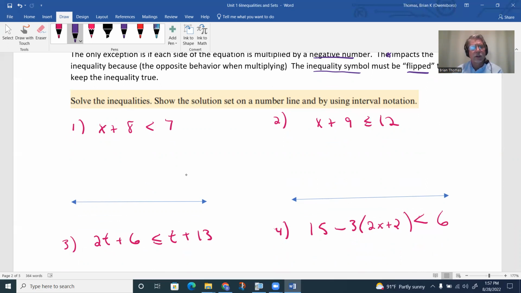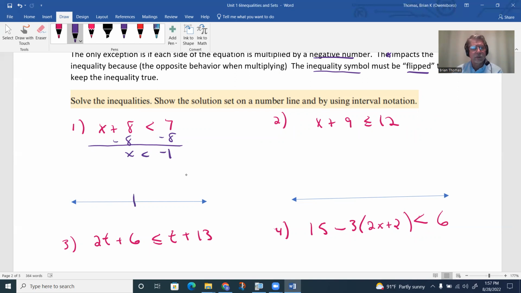So if I want to solve for x, we just solve it like an equation. We have to get the x by itself. So to get rid of the constant, we put a -8 here, we put a -8 over here. So x is going to be less than -1. And since we didn't divide or multiply both sides by a negative, the inequality symbol stays the same.